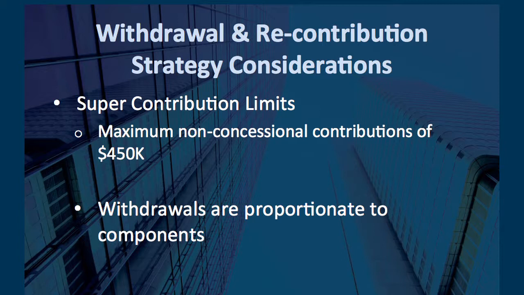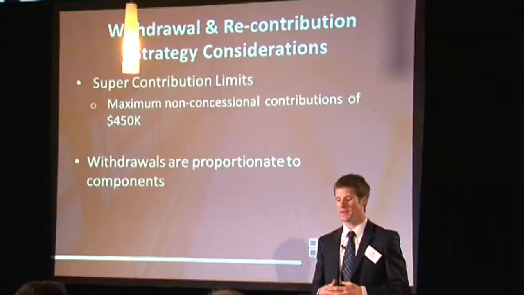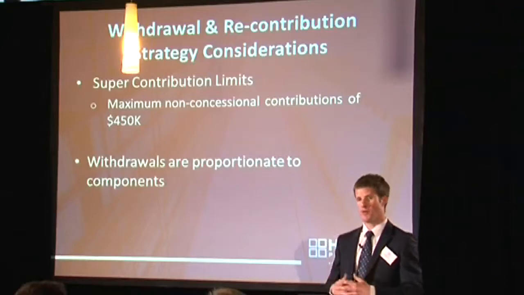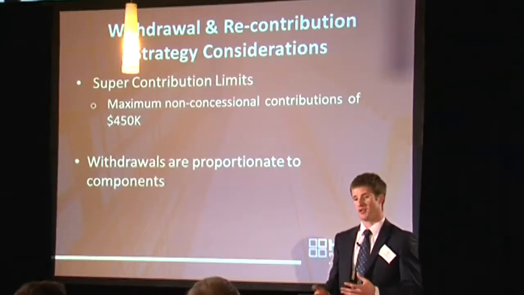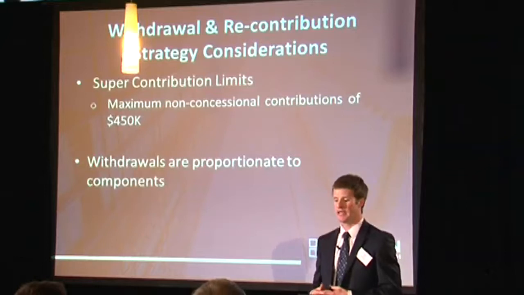I did pick out $450,000. Now, in case you didn't know, $450,000 is the maximum that you can contribute as a non-concessional contribution under the bring forward rule, where you bring forward an additional 2 years. So that is the maximum. It would be nice to pull out more and put more back in, but unfortunately you're restricted as to how much you can put back in.